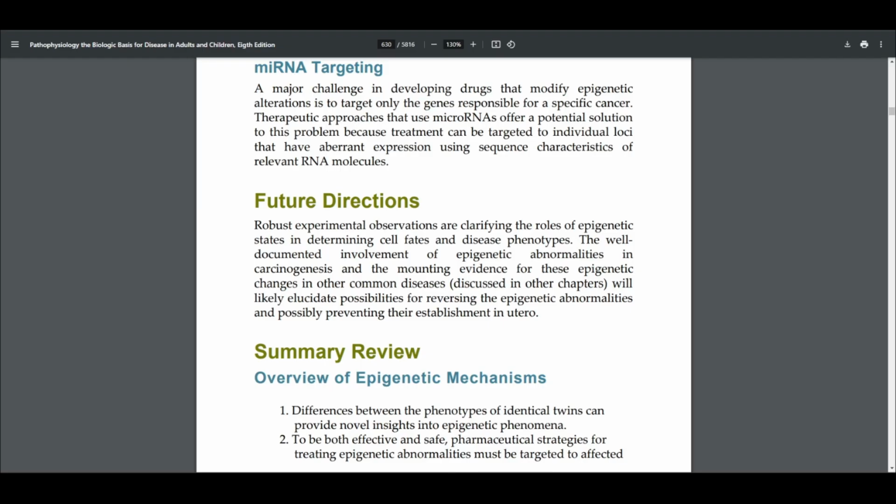So what are the future directions? Robust experimental observations are clarifying the role of epigenetic states in determining cell fate and disease phenotypes. The well-documented involvement of epigenetic abnormalities in carcinogenesis and the mounting evidence of epigenetic changes in other common diseases will likely elucidate possibilities for reversing the epigenetic abnormalities and possibly preventing their establishment in utero.